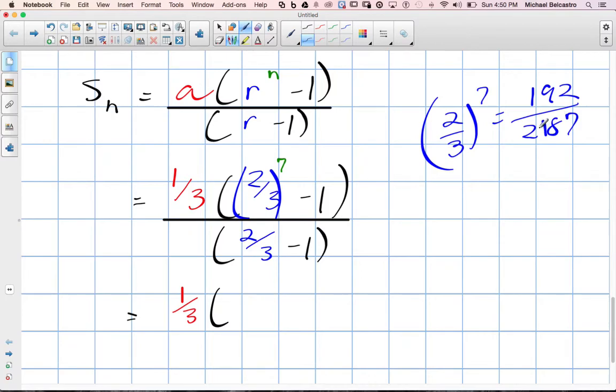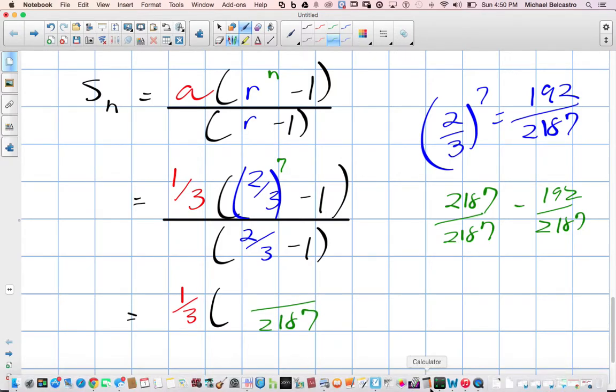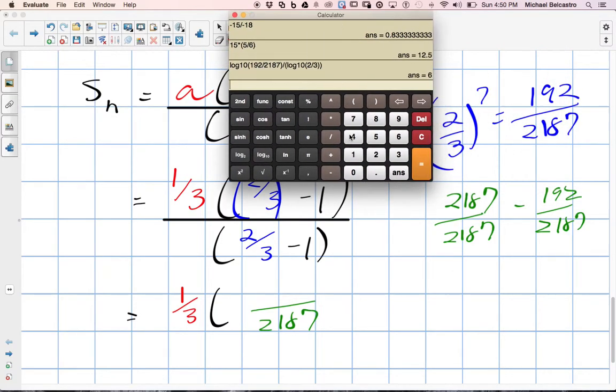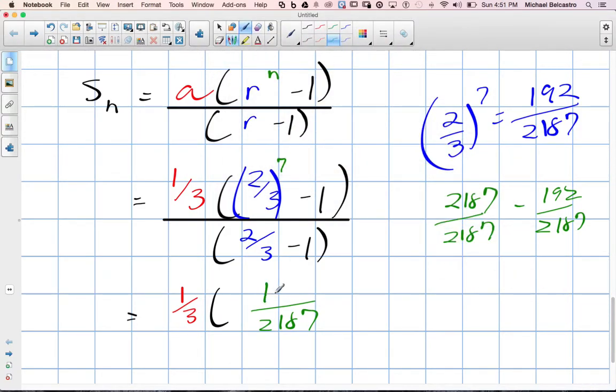And then this subtract 1 is actually going to be 1 as that fraction, 2187 over 2187, subtract 192. So really it's that value subtract 192. You're going to keep our base as 2187, and we'll figure that out. Again, I'm just trying to be fractional so we can be very, very exact with our answer here. 2187 subtract 192 is 1995. All right, a little easy to remember for me. And 2 over 3 subtract 1 is negative a third. So we have negative a third.